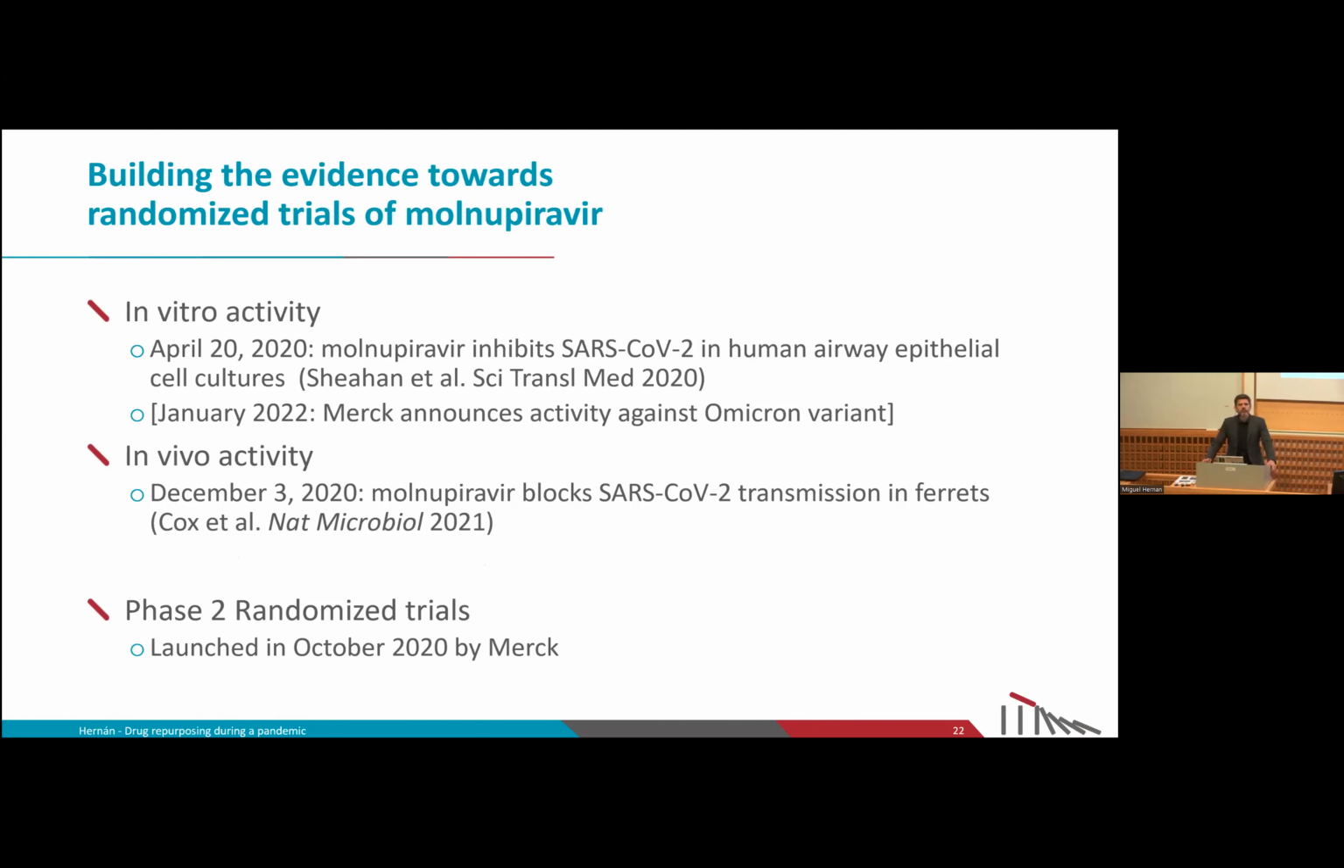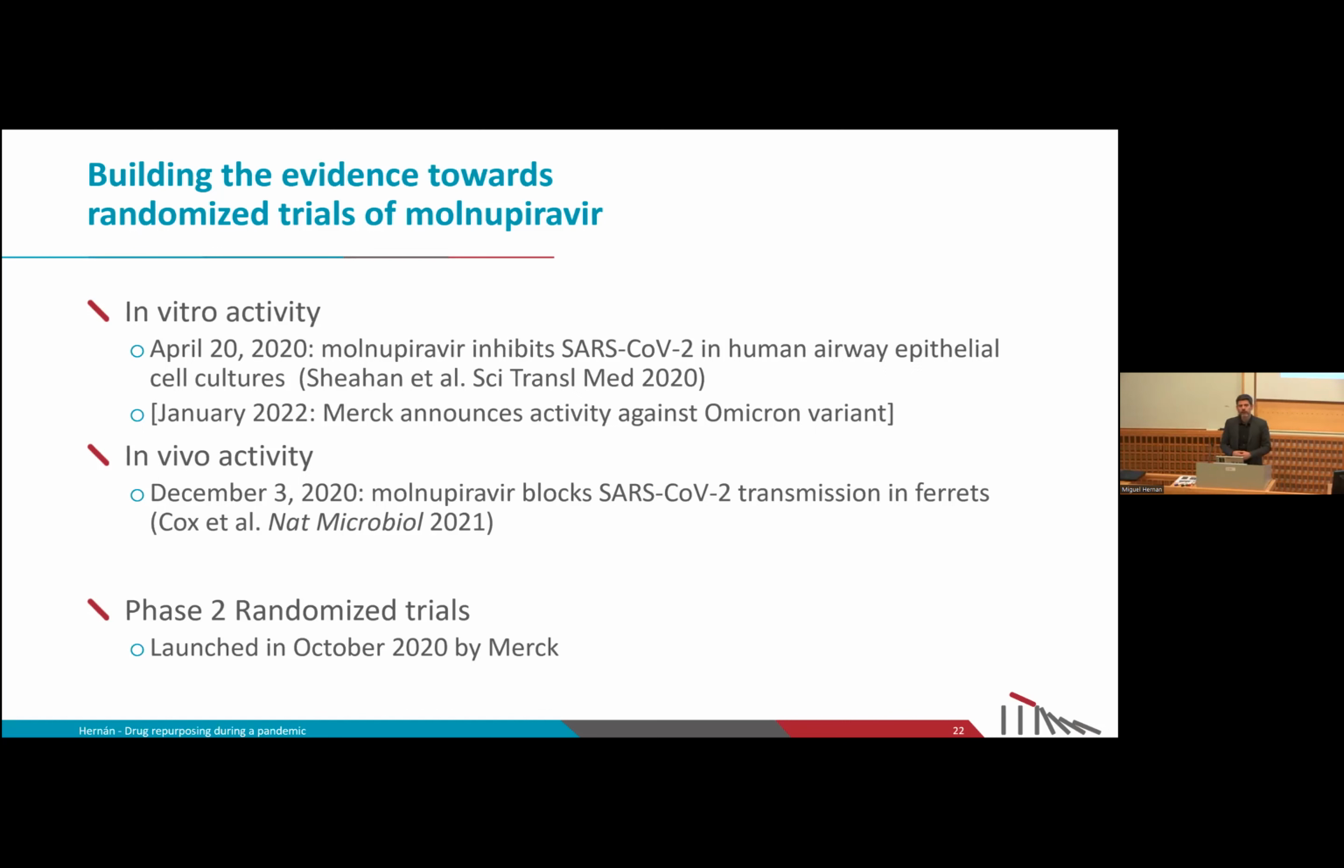So how was the evidence for molnupiravir built so that we had trials? Well, first, there were some in vitro studies, and already in April 2020, there was a study that showed that molnupiravir inhibits SARS-CoV-2. By the way, in January of 2022, a couple of months ago, Merck said also that there are some studies that show that it inhibits the Omicron variant. Then there was a study in ferrets, in animals, and this study also showed that molnupiravir blocks the transmission of the virus among ferrets.